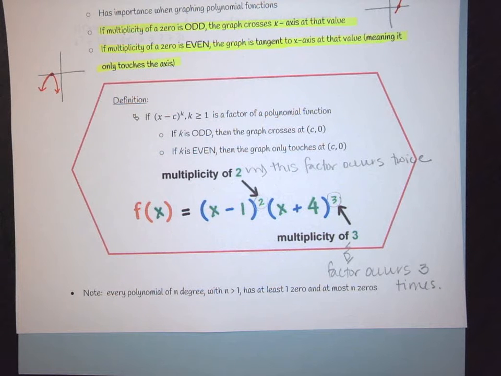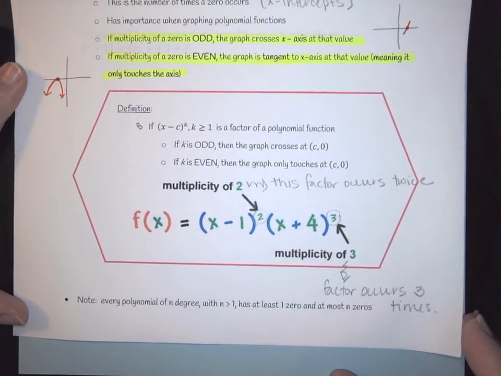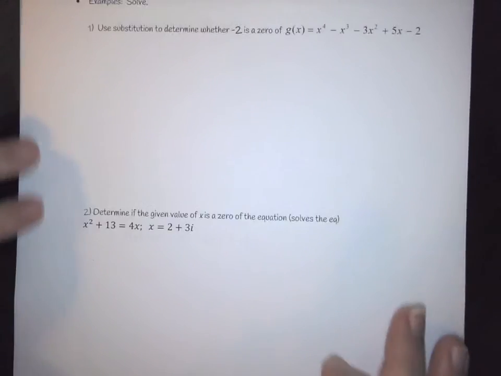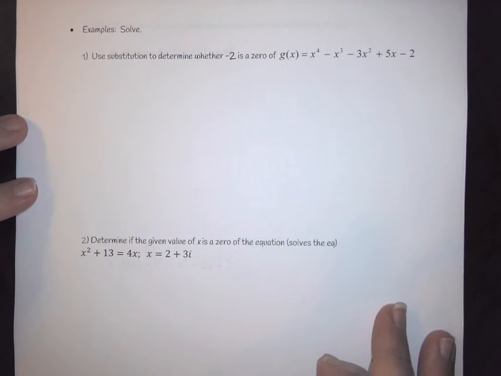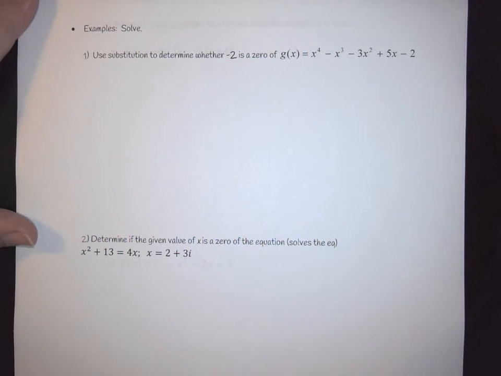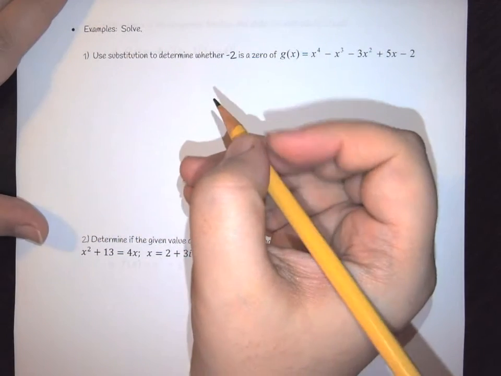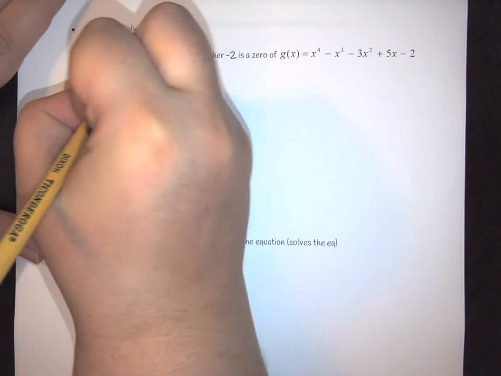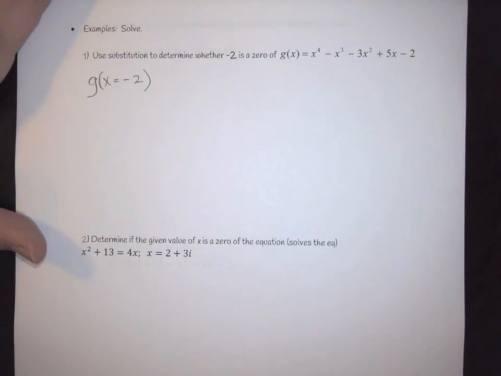Now, every polynomial that we have, as long as your degree is greater than 1, will have at least 1 zero, and at most n zeros. Okay, so we use that idea when we're trying to find our multiplicities. So let's look at an example here. First and foremost, we need to use substitution to determine if -2 is a 0 of the following equation. So what does that actually mean? What that means is that I need to solve what happens when I have g of x equaling -2. So this means anywhere you have an x, you plug in -2.